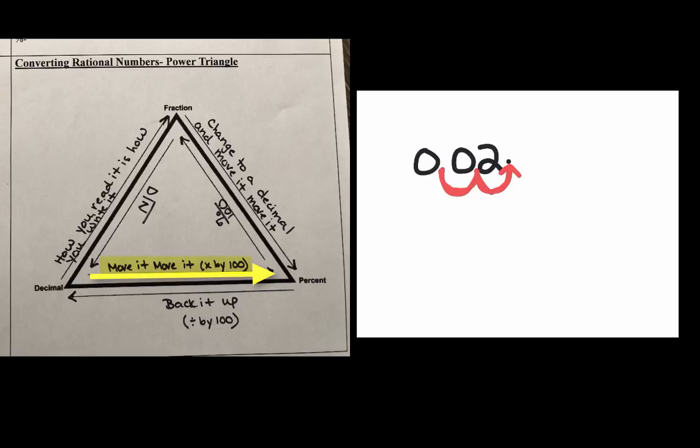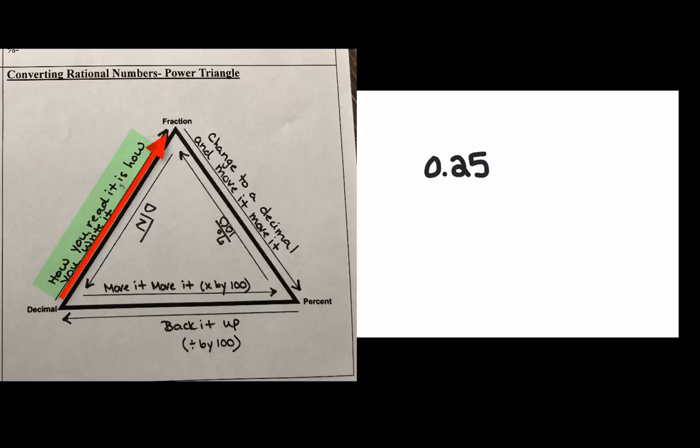And since I multiplied by 100 there, I was changing that decimal to a percent, I need to make sure that I include my percent symbol with my answer. So the decimal 2/100ths is equivalent to the percent that is 2%. Again, we go from a decimal to a percent by moving it, multiplying by 100.